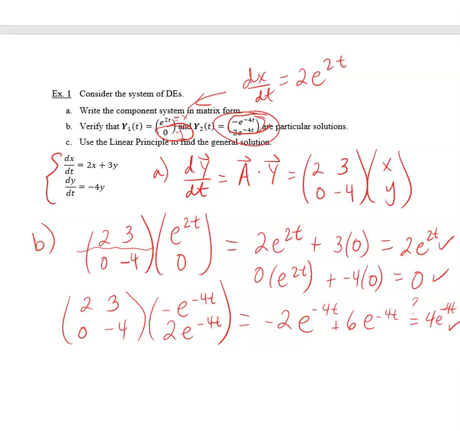Check the other way. You're going to have 0 times e^(-4t), minus 8e^(-4t). And again, does that, in fact, equal dy/dt for this part? That would be -8e^(-4t).